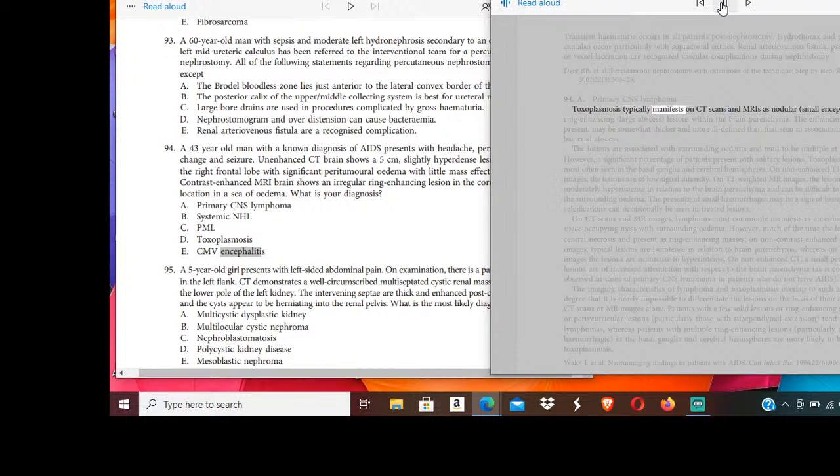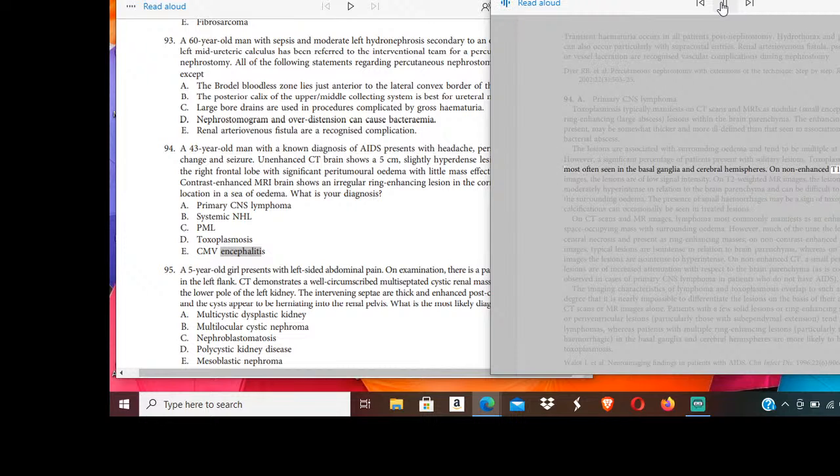Toxoplasmosis typically manifests on CT scans and MRIs as nodular small encephalitis and/or ring-enhancing, large abscess lesions within the brain parenchyma. The enhancing ring, when present, may be somewhat thicker and more ill-defined than that seen in association with a typical bacterial abscess. The lesions are associated with surrounding edema and tend to be multiple at presentation. However, a significant percentage of patients present with solitary lesions. Toxoplasmic lesions are most often seen in the basal ganglia and cerebral hemispheres.